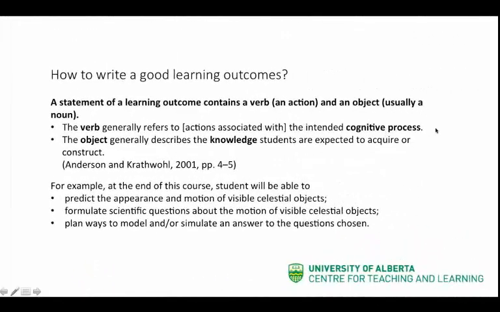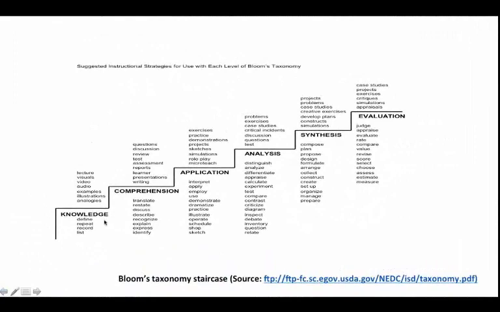So how to write good learning outcomes? Well, as alluded to earlier, a statement of learning outcome contains a verb, an action, and an object. The verb generally refers to a cognitive process, and the object generally refers to the knowledge the students are expected to acquire. For example, at the end of this course, students will be able to predict the appearance and motion of visible celestial objects, formulate scientific questions, plan ways to model and or simulate an answer to the questions chosen. Note the use of the action verbs which were previously described.